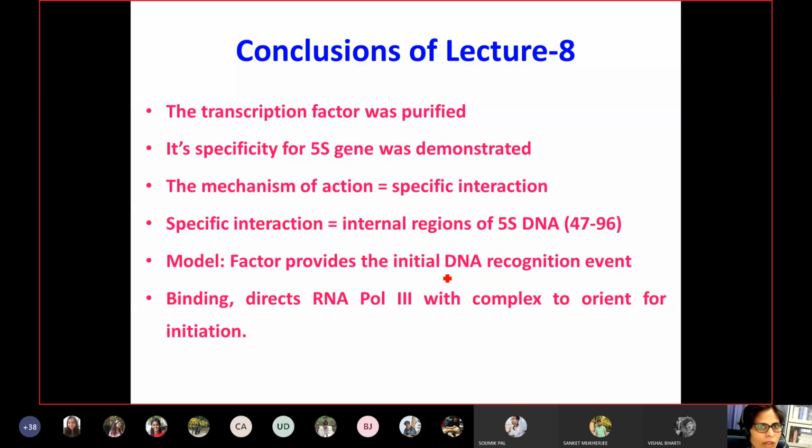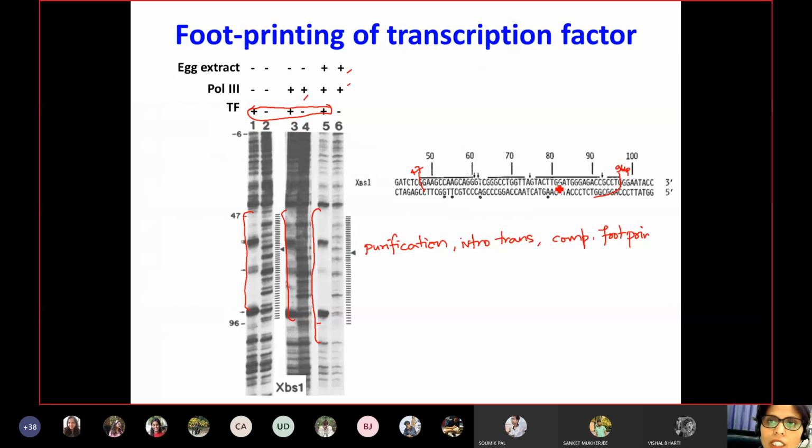The mechanism of action is very specific. That means it specifically interacts with this kind of 5S gene to give the 5S RNA synthesis. The specific interaction is acting within this internal region of 5S DNA. So we will see here, these are the internal regions of 5S DNA.